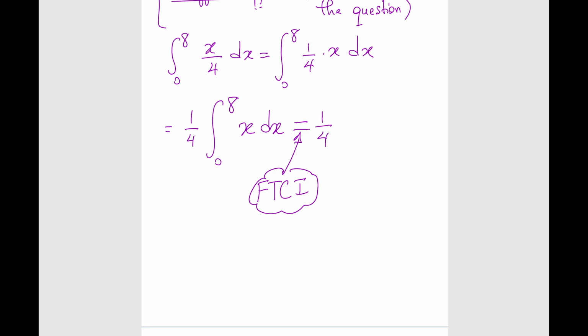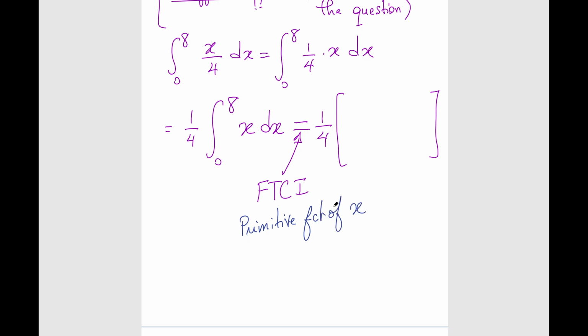So the 1 over 4 is still there. How about we find an antiderivative of x? How about we find an antiderivative of f? Let's erase this and explain all this. So an antiderivative of f, a primitive function of x in this case. The function is x. It's the previous section, right?